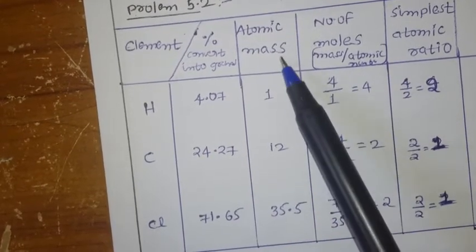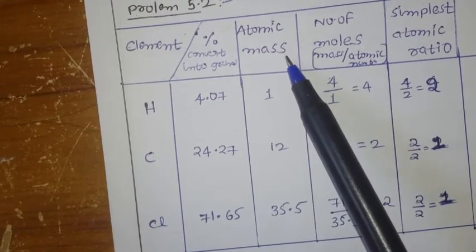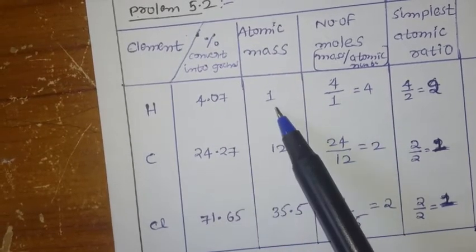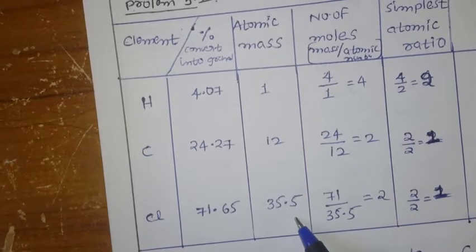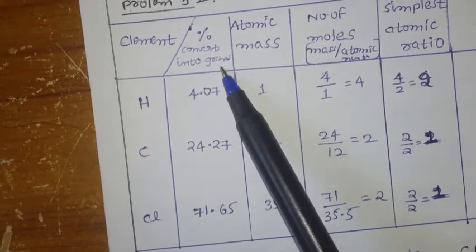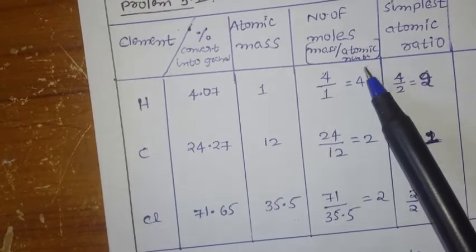So you should know the atomic mass of each element. We already discussed atomic mass in the previous class, and you have to remember the definition. The atomic mass of hydrogen is 1, carbon is 12, and chlorine is 35.5. So the first step is to convert percentage into grams, and the second step is to calculate the number of moles.